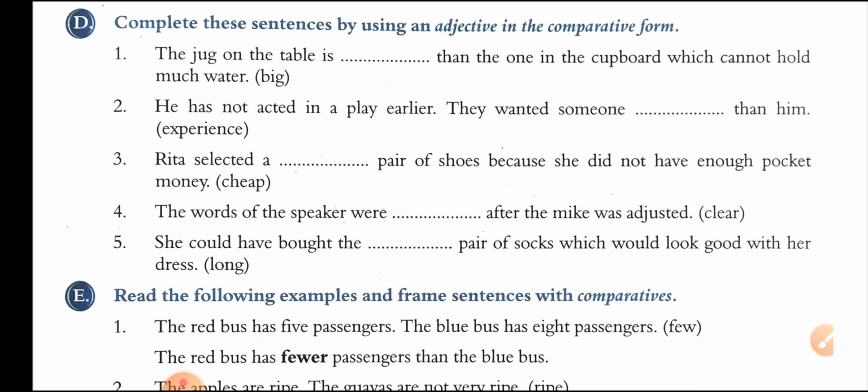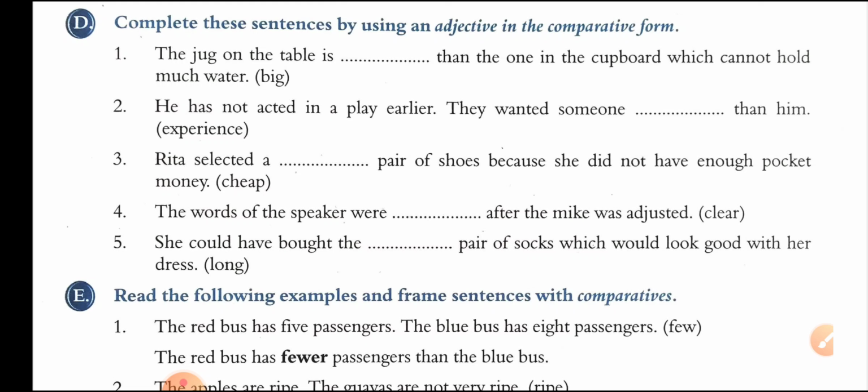Question number 2 is, he has not acted in a play earlier. They wanted someone dash than him. Now, than, I have told you in the explanation video, the word than we use with the comparative degree. So experience is given to you. What you will do here, speak the word experience and find out that we have to do here, more experienced. It is M-O-R-E, more, and experienced is E-X-P-E-R-I-E-N-C-E-D, right? More experienced.